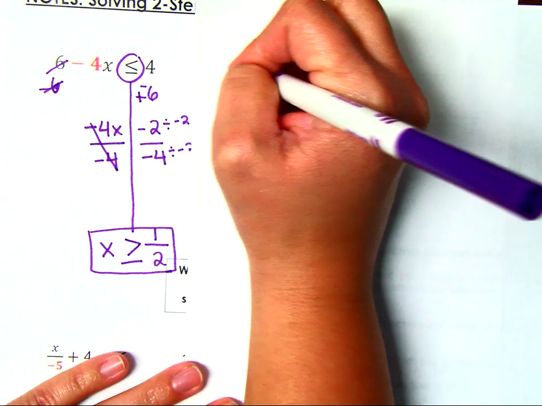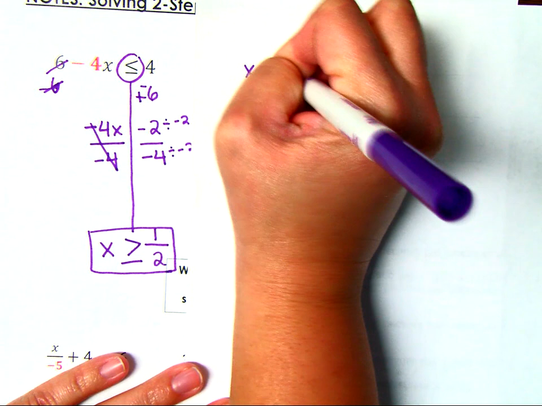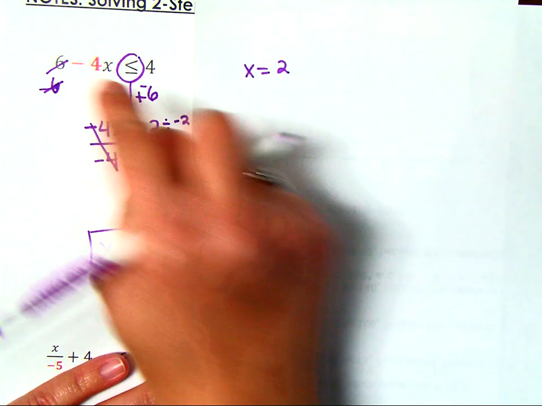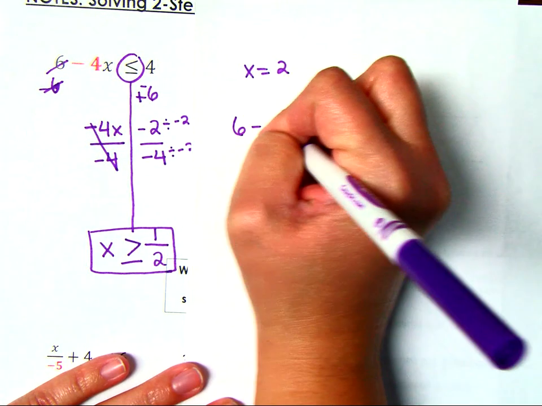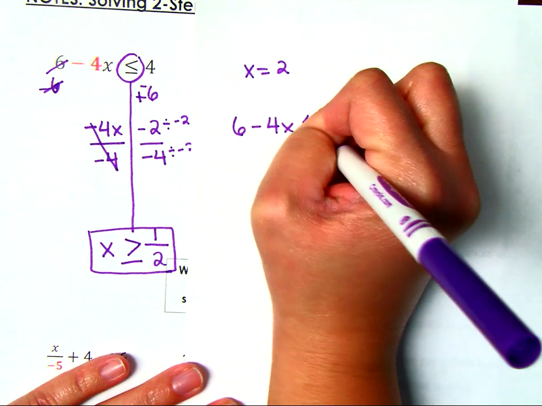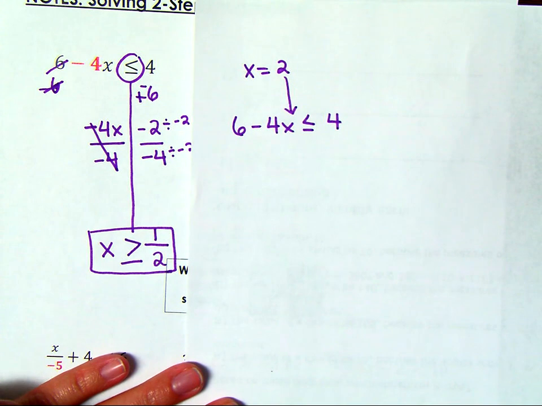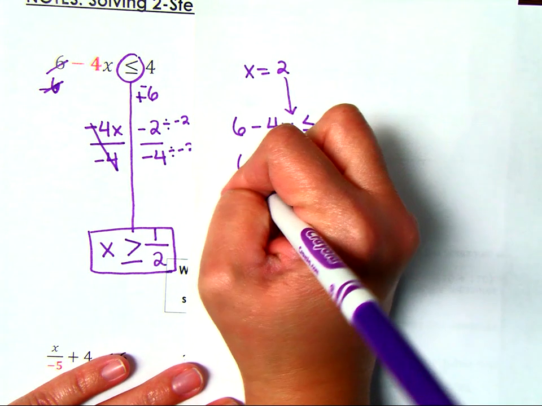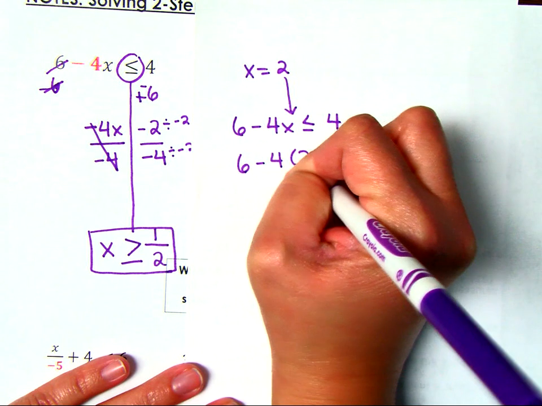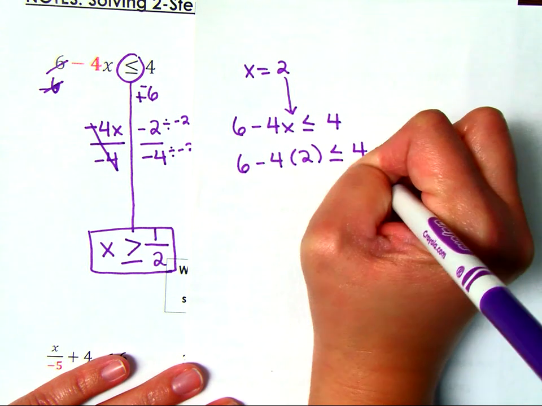I'm just going to use when x is 2. So if x is equal to 2, would this make the solution correct? Let's see, 6 minus 4x less than or equal to 4. So if I'm taking 2 and substituting it right there, we want to see if this is correct. 6 minus 4 times 2 less than or equal to 4.